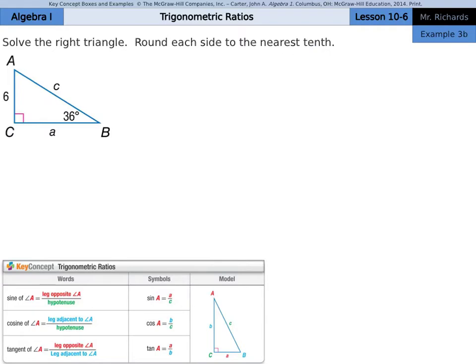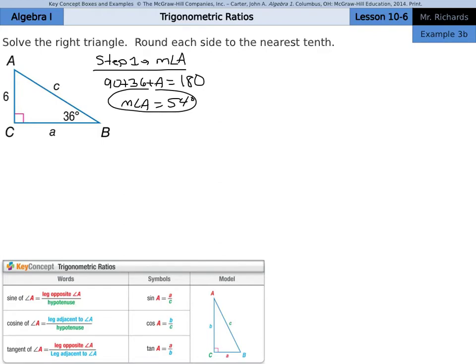What about this right triangle? Solve the right triangle, round each side to the nearest tenth. We'll go through this one a little bit quicker now. Our first step, step 1, is to find the missing angle. So that's the measure of angle A. Again, we know the 90 and the 36 plus A has to equal 180. And once you add and subtract, you'll get the measure of angle A equals 54 degrees.